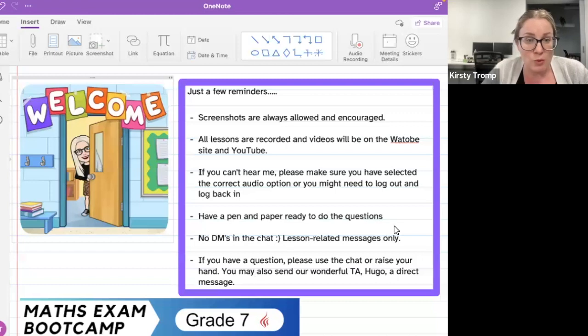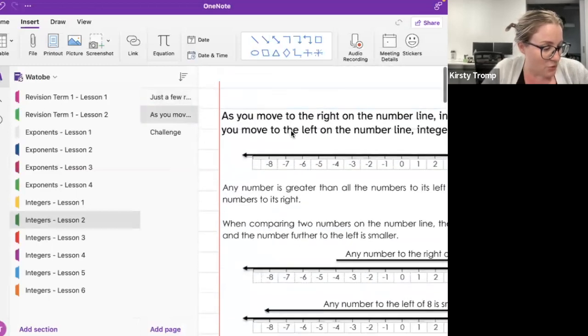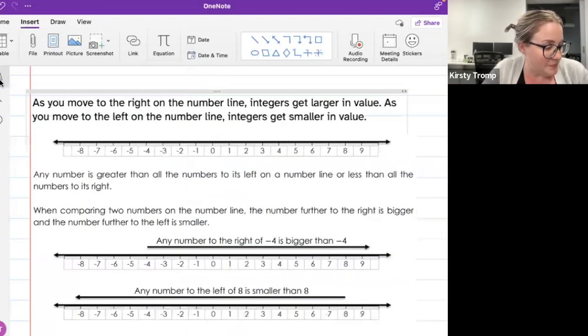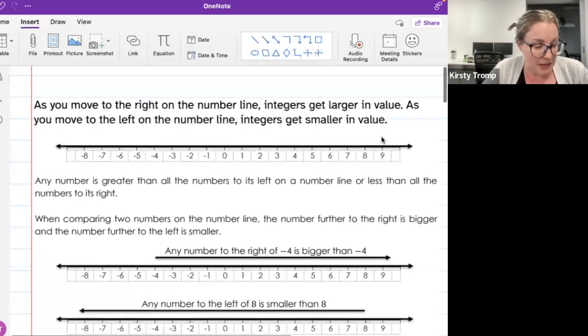Let's have a look at what we're going to have a look at today. All right, let's go right to the top of our lesson. So we're going to start today by looking at our number line.